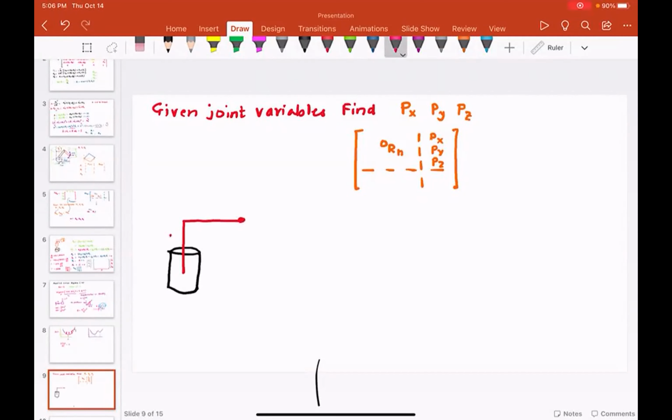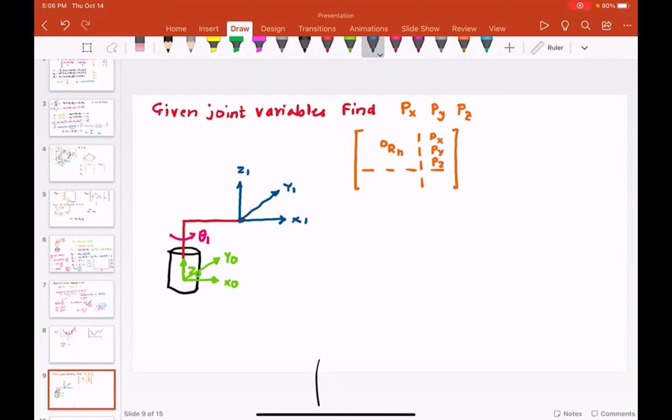wherein this is θ1. You have a coordinate system. I'm going to call this Z0. I'm going to call this X0. And this is Y0. And then I'm going to have X1, Z1, and Y1.